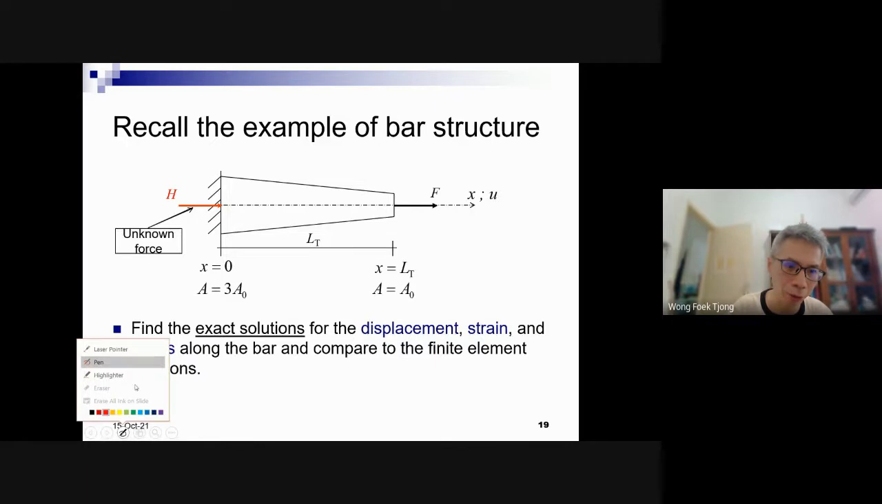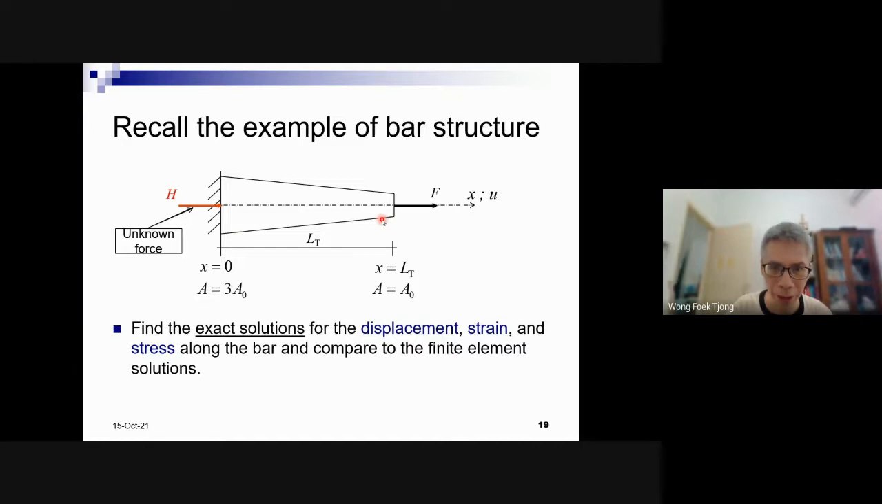Let's take a look at this simple example. Tapered bar. Why is it called tapered? Because the cross section here, let's say, is 3 units, A sub 0, while the cross-sectional area here is 1 A0. So it goes from 3 to 1. It's a linear variation of the cross-sectional area. This is called a tapered bar, right?